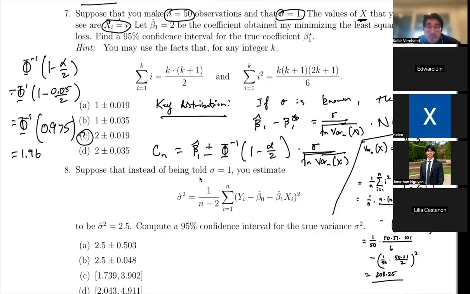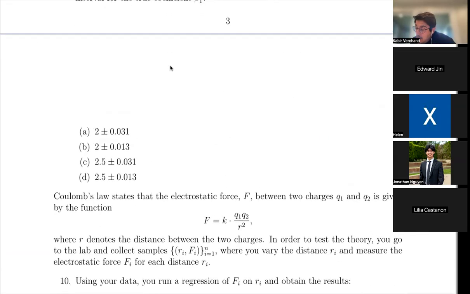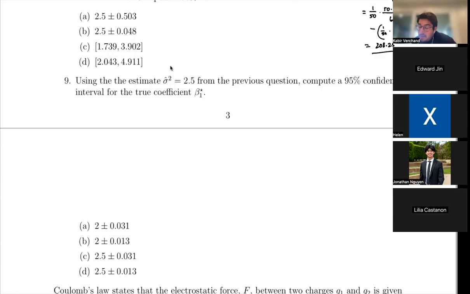How would we solve if sigma is unknown? We'll do that in question 9. It's a great question. Question 7 is if sigma is known, what do you do? Question 9 is if sigma is unknown and you have to estimate sigma, what do you do?